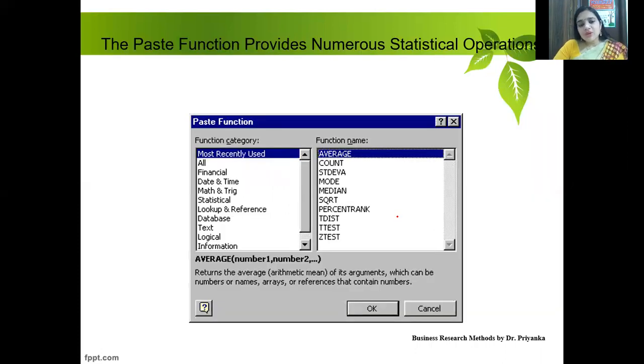These are all the functions, the tools, the statistical operations you can use. The paste function is provided in MS Excel, and you can go through this. You will find all the statistical analysis tools over there. If you check carefully, statistical analysis is always available there. And this is the most widely used software by people who know what MS Excel can do, who know the basics of MS Excel.